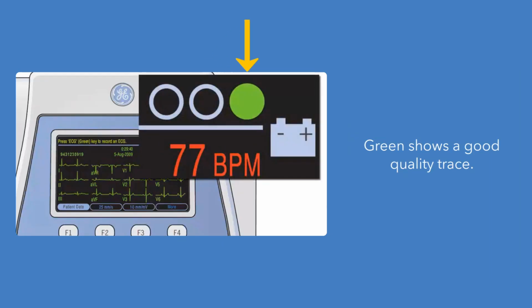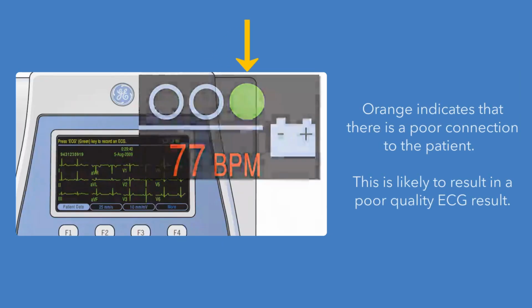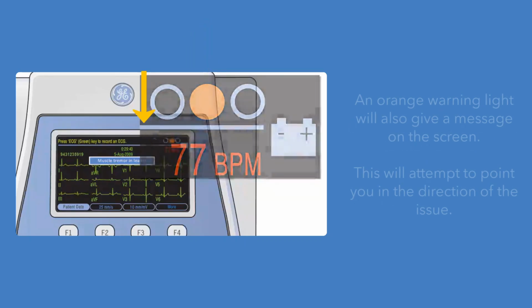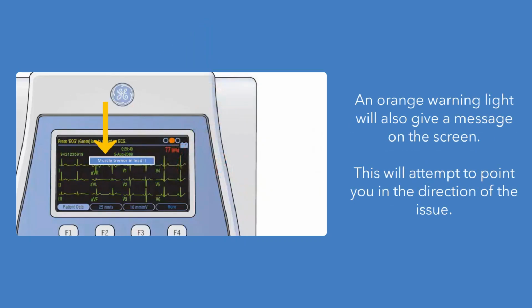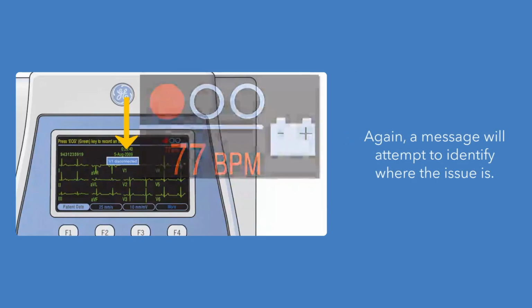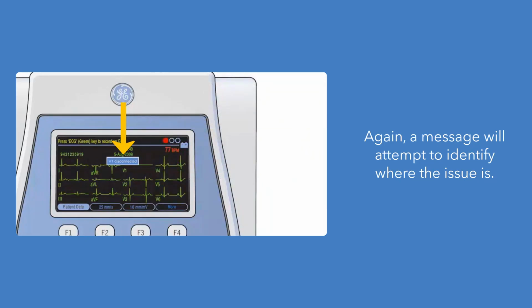Green shows a good quality trace. Orange indicates that there is a poor connection to the patient. This is likely to result in a poor quality ECG result. An orange warning light will also give a message on the screen. This will attempt to point you in the direction of the issue. A red light indicates that one or more leads have a very poor connection or have become disconnected. Again, a message will attempt to identify where the issue is.